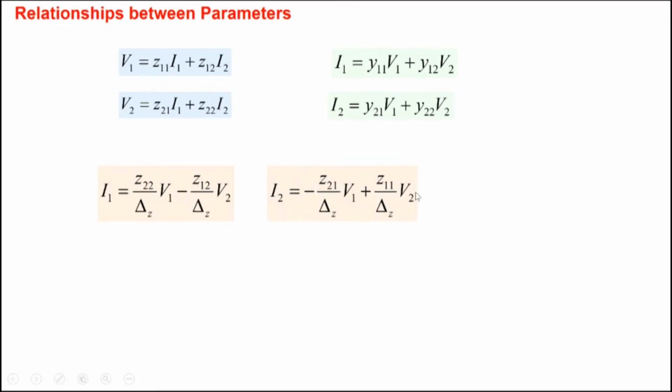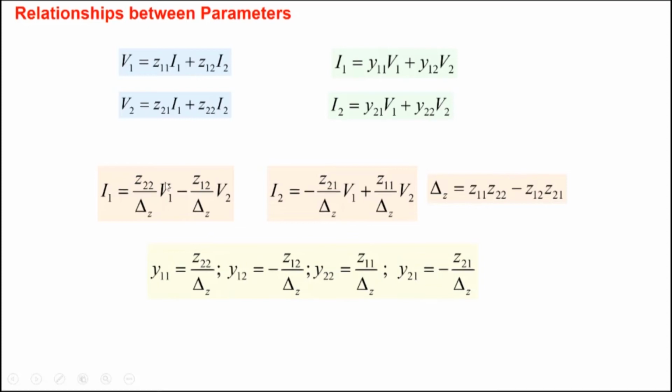And I2 also we can express it in terms of V1 and V2, where delta Z is Z11, Z22 minus Z12, Z21 here. And therefore, what we are saying is, if you obtain Z parameters, well, Y parameters you can obtain through these relationships. Y11 is Z22 by this delta here.